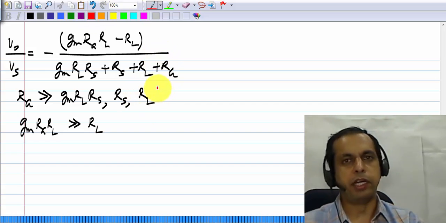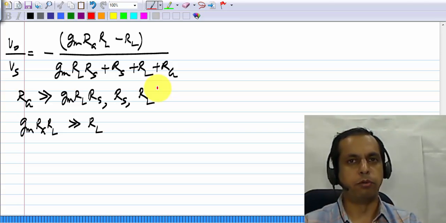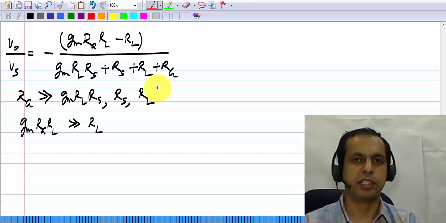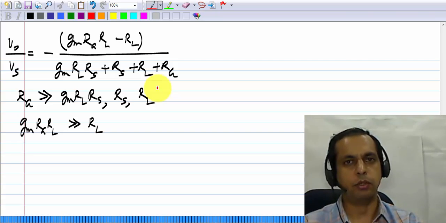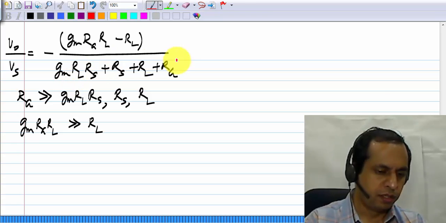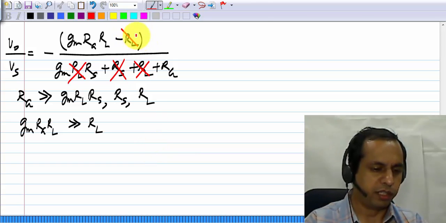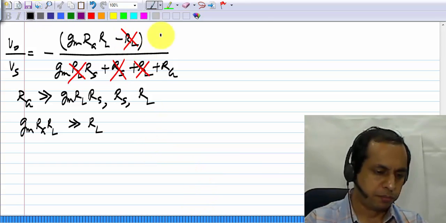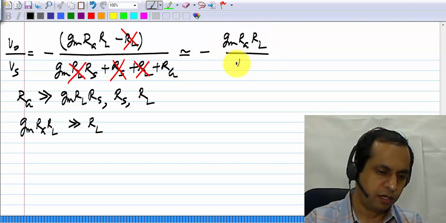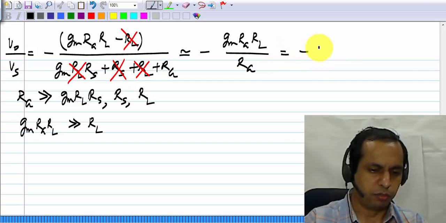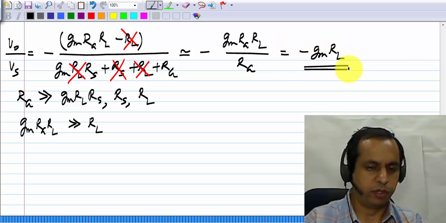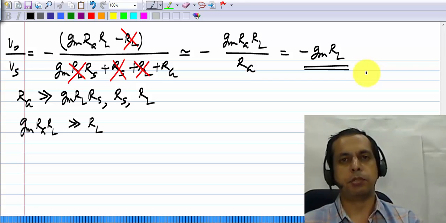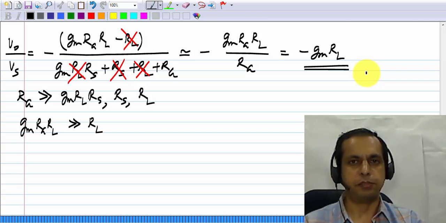Remember, even intuitively we know that RG has to be large, and now we are taking an extreme case. It's very large. We have not quantified it yet, but it's very large and overwhelms all the other terms. So this can be neglected, this can be neglected, that can be neglected, and in the numerator that can be neglected. If we do that, this approximates to minus GM RG RL divided by RG, which is equal to minus GM RL. Okay, and it's exactly the same as the expression for the gain of a common source amplifier. So it does behave like a common source amplifier if RG is very large.